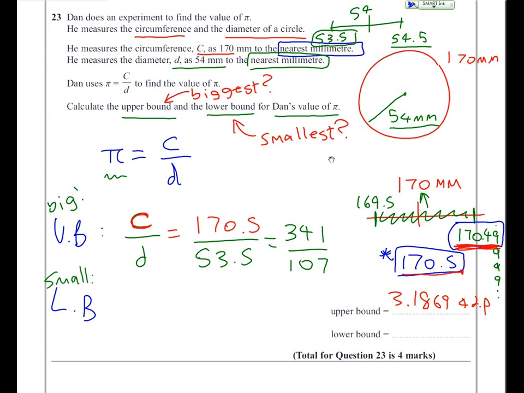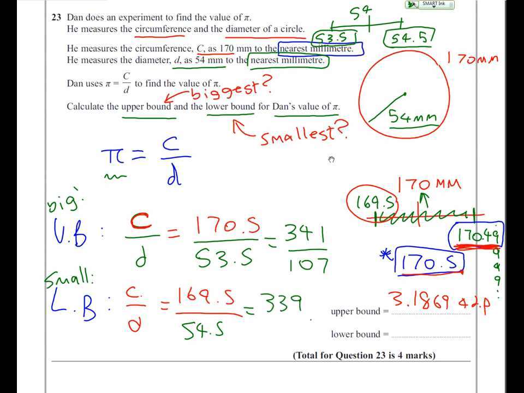So what we're going to do in our formula is for C, use the smallest value it could have been, which is 169.5, and divide it by a bigger number to make our final answer even smaller. So the biggest number here, 54.5. When we do this division on our calculator, 169.5 divided by 54.5, we get as a fraction 339 over 109, and as a decimal we get 3.1101 to 4 decimal places.